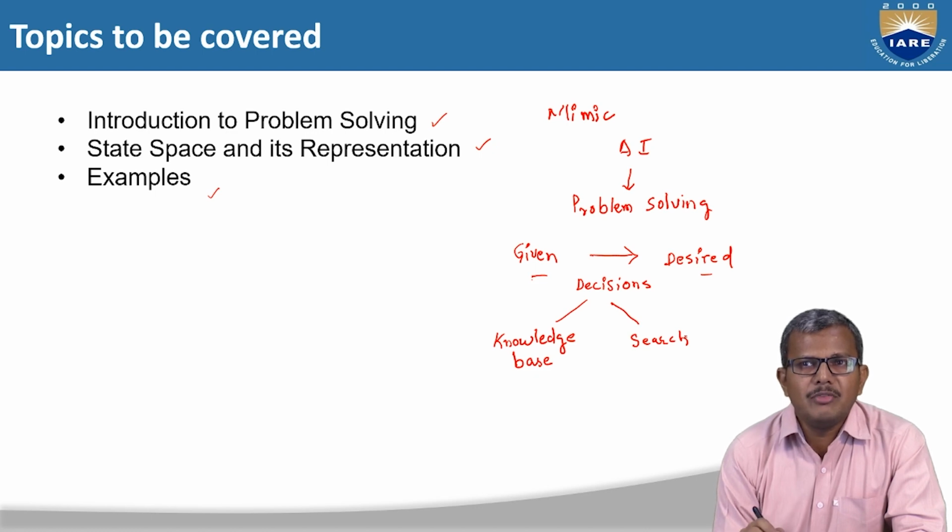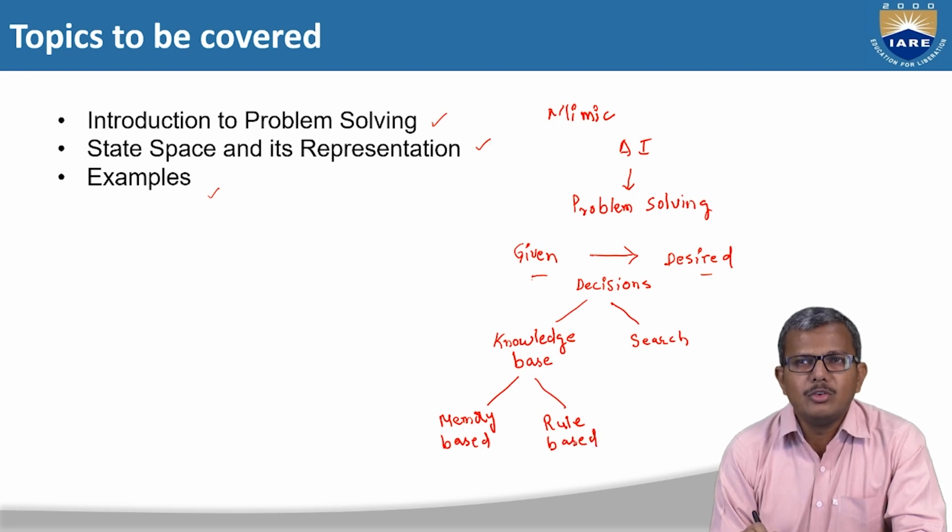Okay, whenever we need to know how the decisions are taken in order to move from the given state to the desired state, we should know what we mean by this knowledge base and what we mean by this search process. In the knowledge base, there will be two kinds of things. One is called memory based and another one is called rule based.